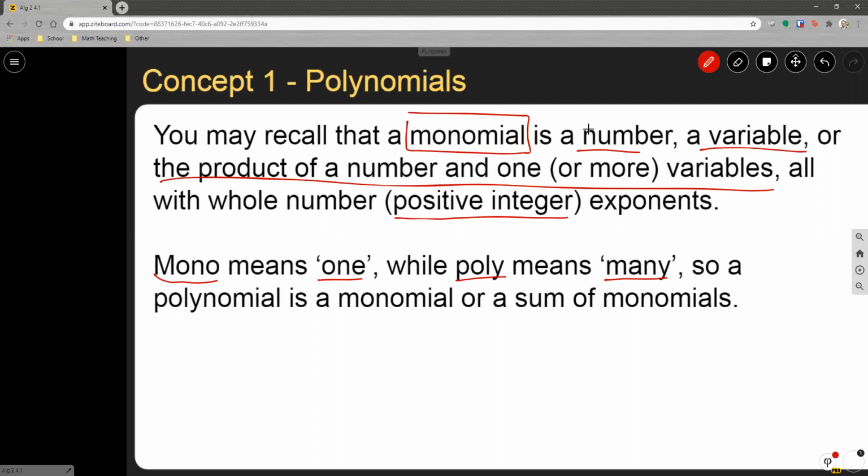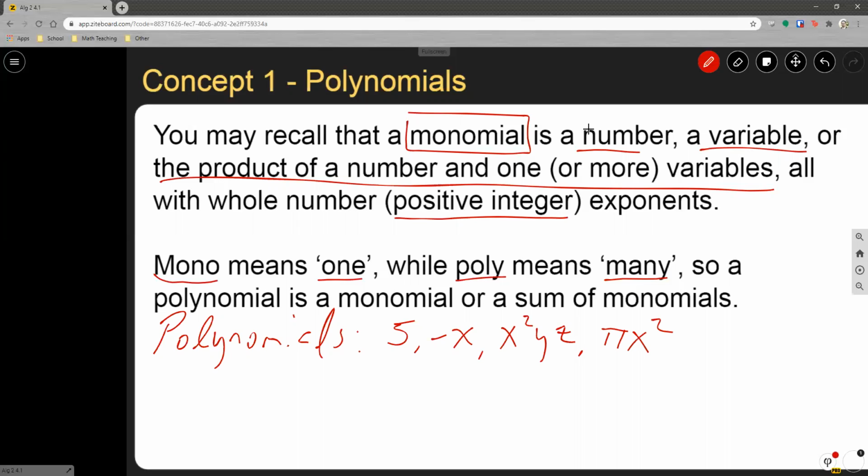numbers and variables. So a polynomial is a monomial or a sum of monomials. So polynomials encompass all of the monomials. So 5, -x, x squared y, z, pi times x squared, etc. All of those are polynomials, even though they are also monomials.